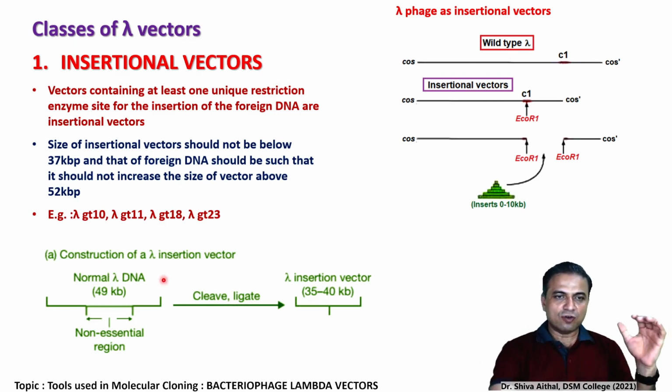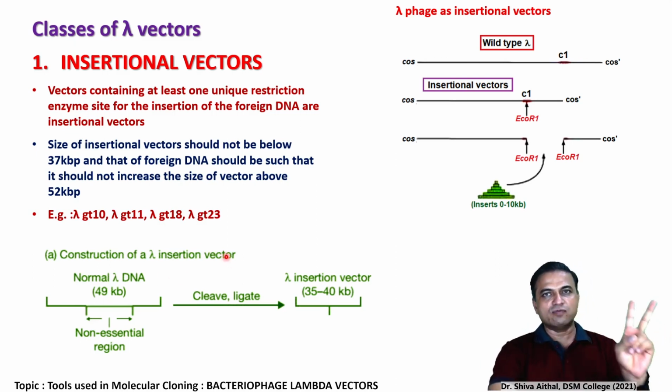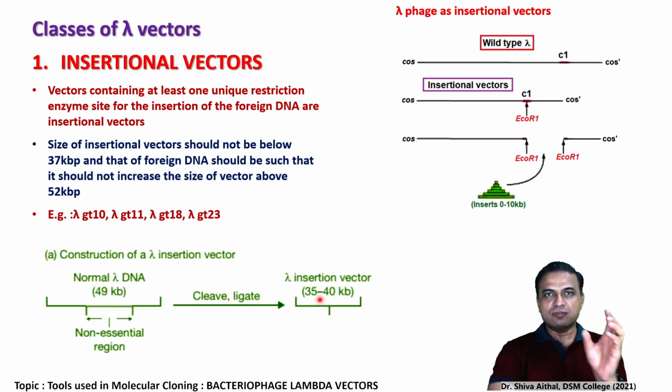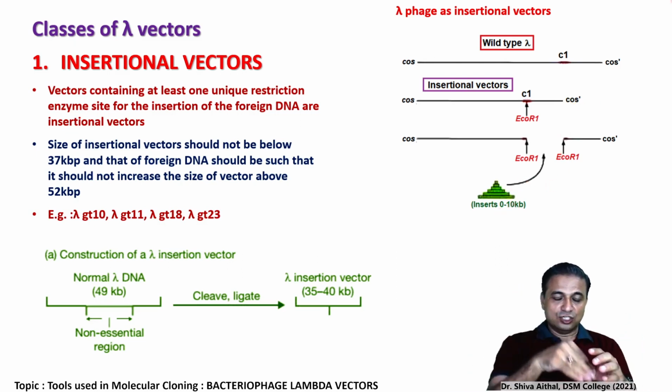So construction of a lambda insertion vector. Two types of vectors, as I say, insertional vectors and substitutional vectors. In an insertion vector, the normal DNA is 49 kilobases. After cleavage and ligation, the non-essential region is removed, and it can be in between 35 to 40 only, around 37 kilobases it becomes. And in this 35 to 45 kilobases, that is a short lambda genome, you can now insert around 1 to 10 kilobases of your gene of interest.